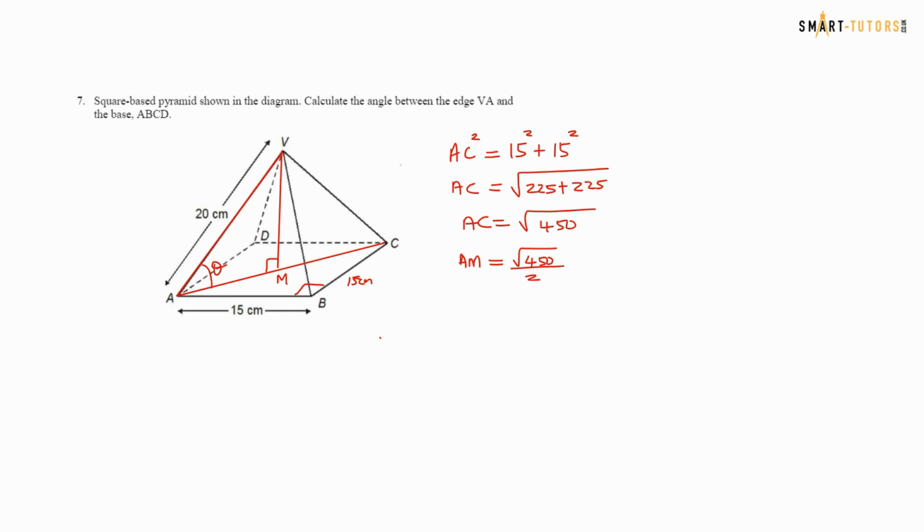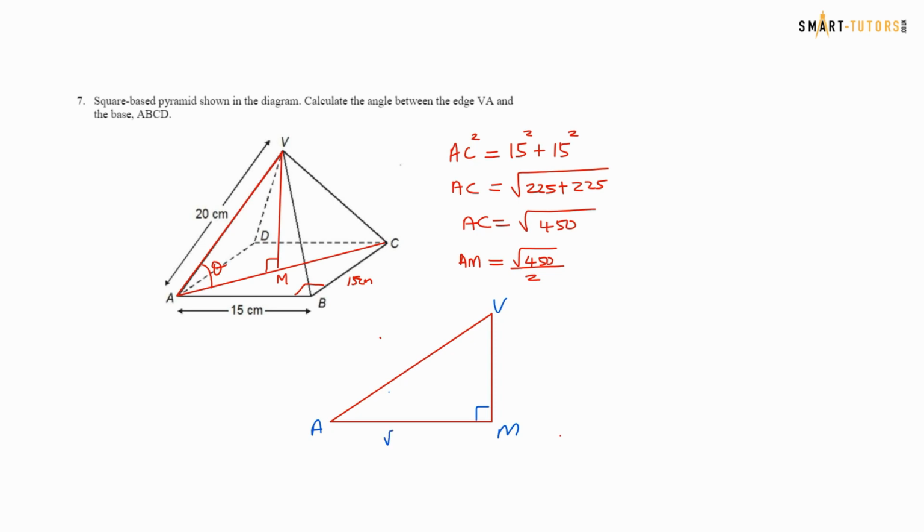Do we need the perpendicular height? We don't need the perpendicular height. We can use the information given now. So let me draw a triangle, just to finish this question. Just use the blue pen. Right, now if I mark this as AM, and V, that is the right angle triangle.